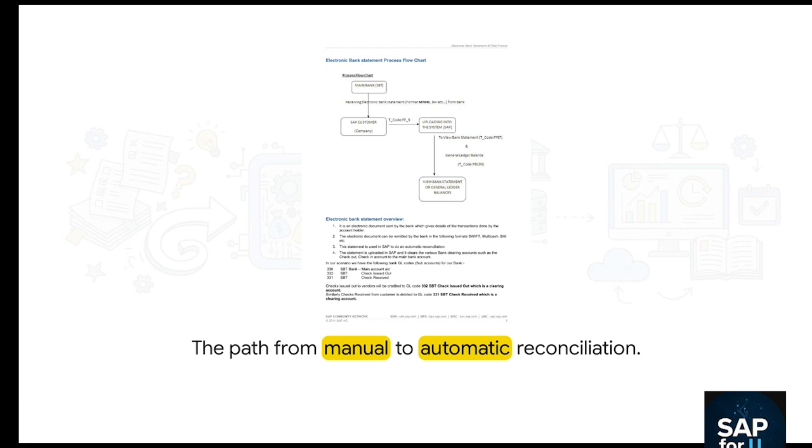This little flowchart here really lays out the goal, the new automated way of doing things. The bank sends a file, you use one single transaction, FF5, to upload it, and then SAP just takes over. It reads the data, posts the entries, clears the items, all in one shot. The goal is just clean, simple automation.